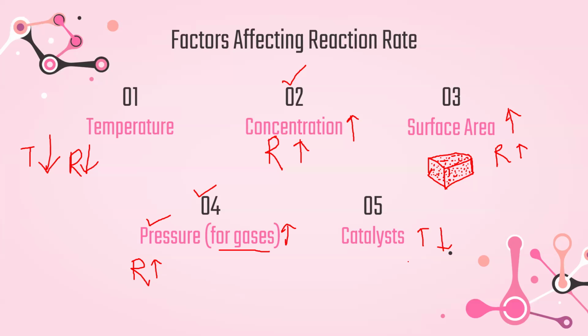And sometimes when the reaction rate is very slow, we need to increase our output. For that, we need to reduce the duration of reaction. So we are going to use a catalyst that is going to decrease the duration and give us the desired product immediately or very fast. So these are the factors which are going to affect the reaction rate.